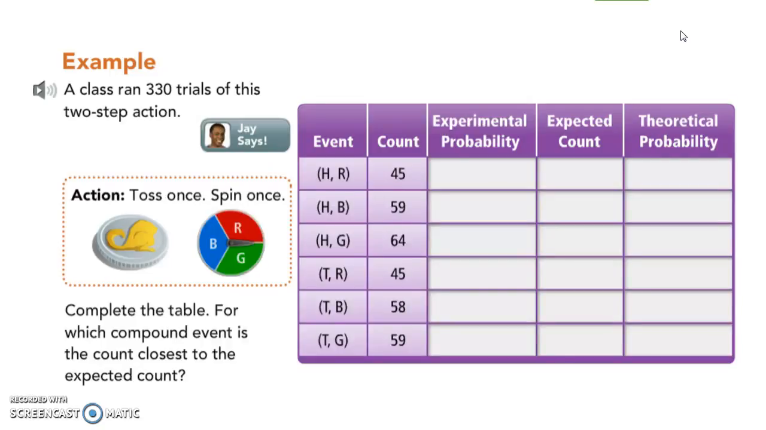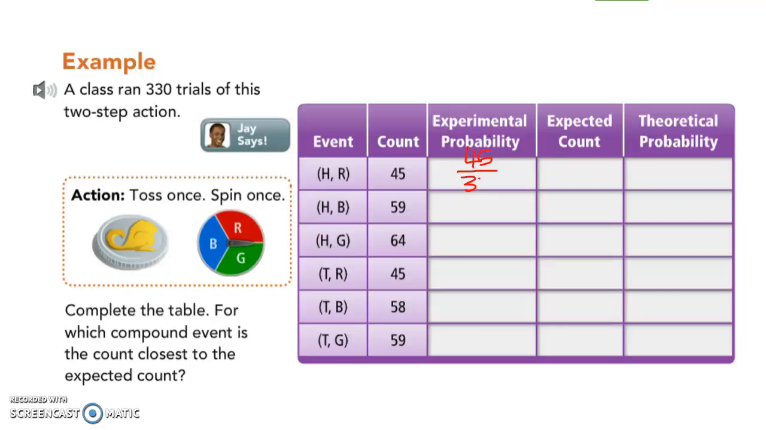Okay, this will be the last example that we do. And this is going to be similar to one that you will have to do on Digits. So please do this table with me in your notebook. It says a class ran 330 trials of a 2-step action. And the action is toss the coin and then spin the spinner. Complete the table.